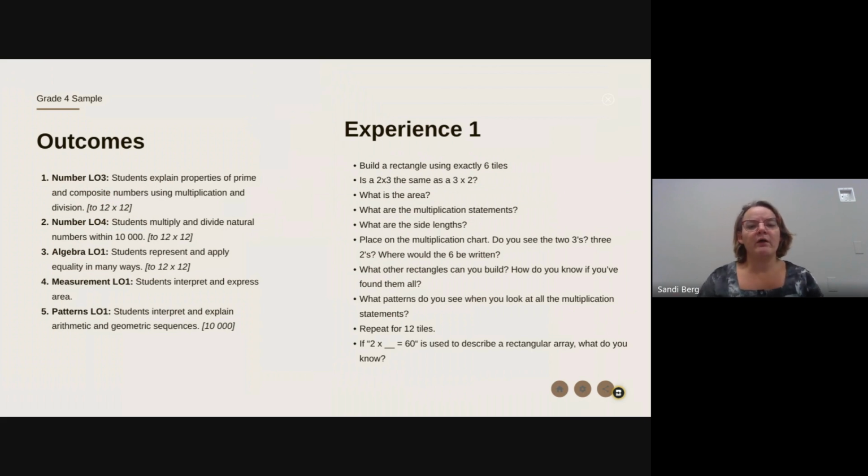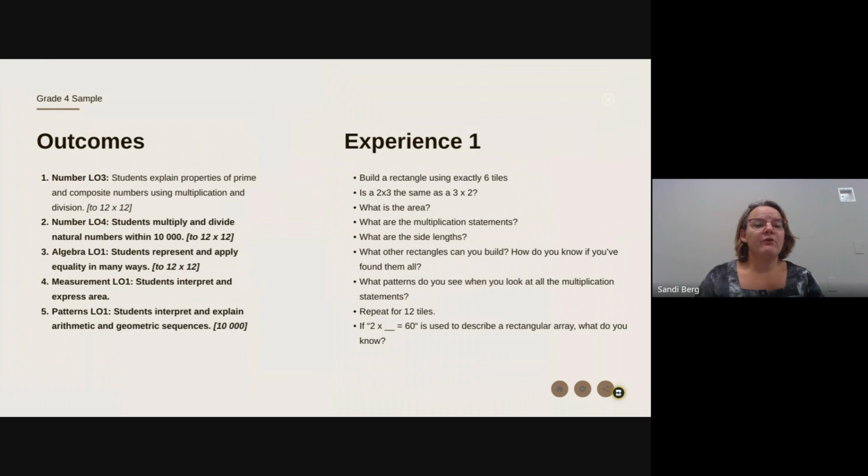Repeat for 12 tiles, and then I can ask the question, if 2 multiplied by something is equal to 60, and that statement's used to describe a rectangular array, what do I know? So go ahead, pause the video. What outcomes do you think I was attempting to deliberately hit? Ones I focused on, there were actually quite a few of them: multiplying and dividing numbers to 12 by 12, representing and applying equality to 12 by 12, interpreting and expressing area, and looking for arithmetic and geometric sequences, in particular arithmetic in this case.